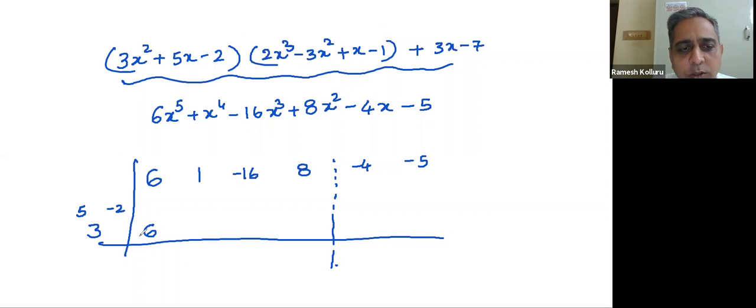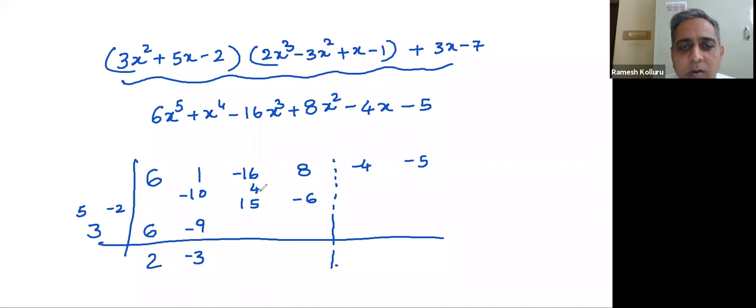So 3 goes 2 times, 3 2s are 6, and 2 5s are 10, 2 2s are 4 is adjusted. So minus 10 plus 1 is minus 9. So 3 3s are 9 and 3 into 5, 15. 3 2s are 6, plus 6 will become minus 6. I hope everyone is clear till this point.